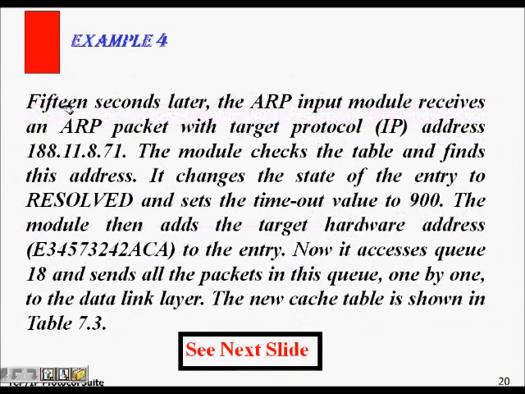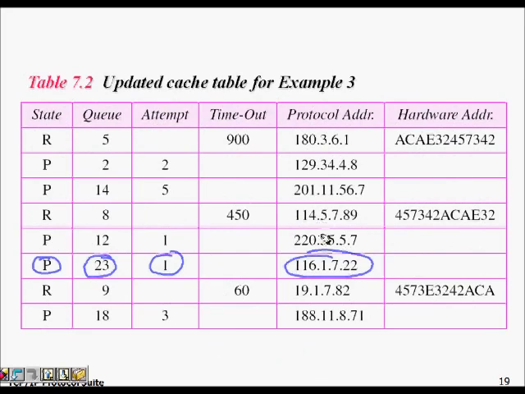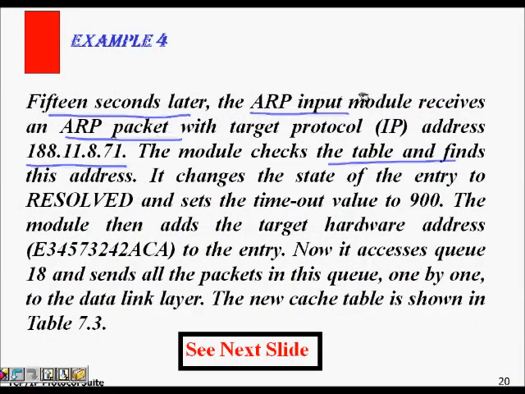Then what happens 15 seconds later? So again, 20 seconds later that request came. Now again, 15 seconds later, the ARP input module receives an ARP packet with target address 188.11.8.71. The module checks the table. Okay, this is the IP address. So the ARP input module is receiving an ARP reply. Now I have got a reply for this, so I know its MAC address, so it is resolved now.